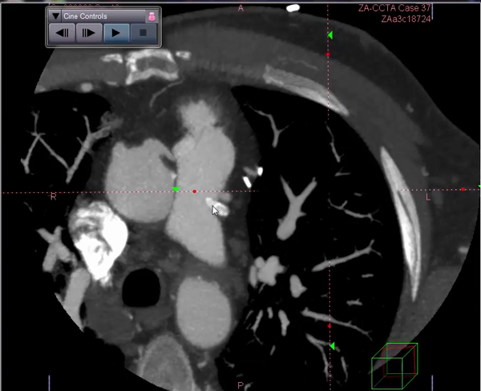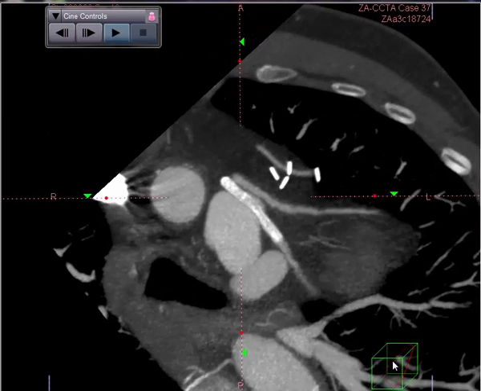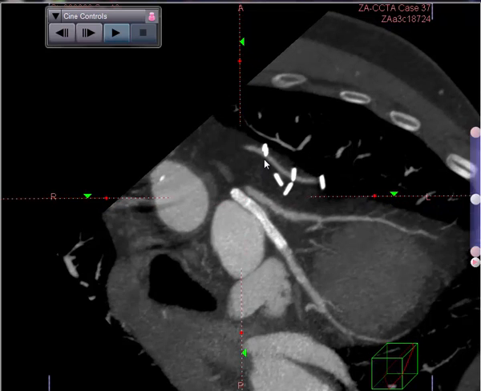Bring this into the center. This graft is clearly widely patent. It has very good flow down to an obtuse marginal. If I want to look at the graft itself, sometimes that's a bit more of a challenge.